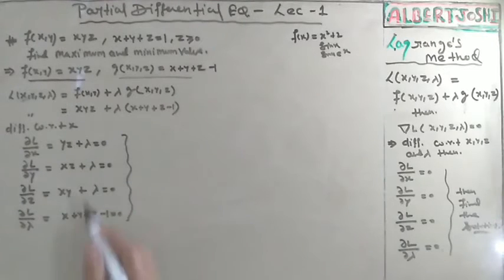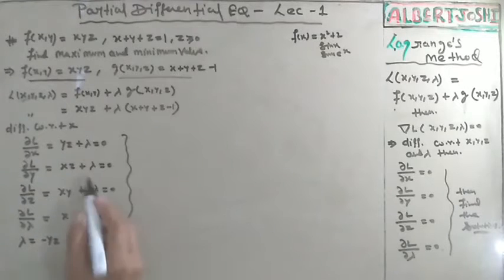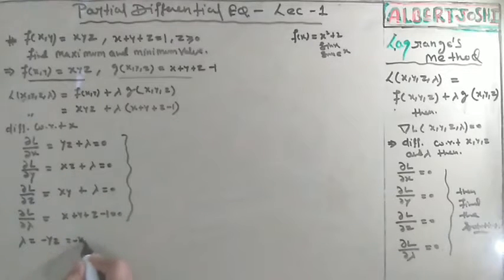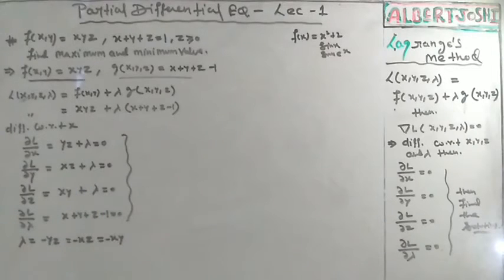It means that you are getting lambda is equal to minus of yz, lambda is equal to minus of xz, lambda is equal to minus of xy. And here you are getting x plus y plus z is equal to 1. So you have this equation. Okay, so now you have to solve it.